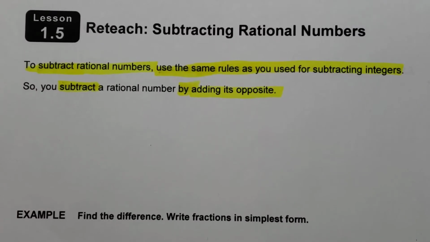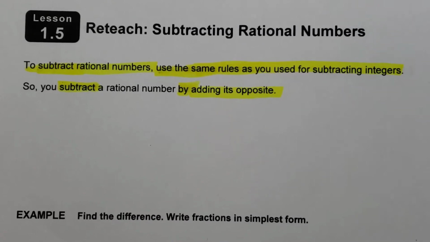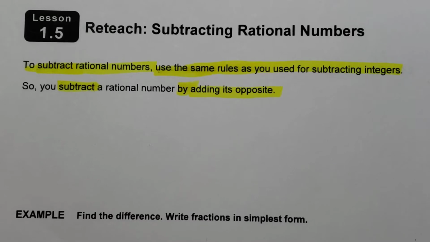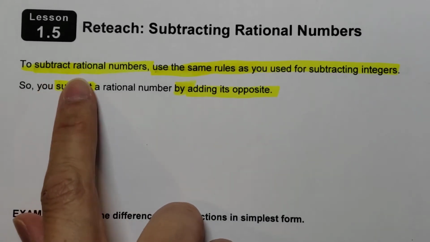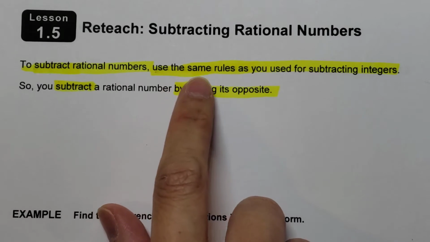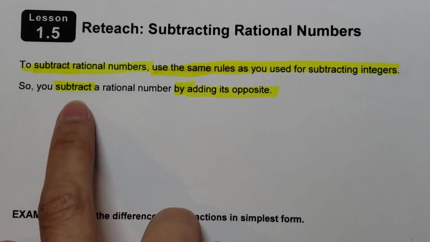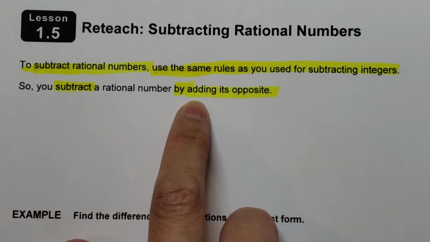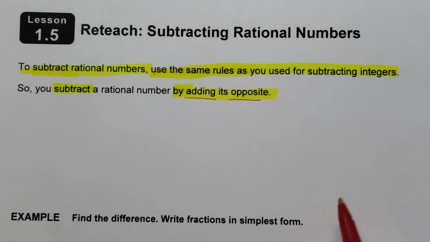All right. Hello, students. So right now we are reviewing how to subtract rational numbers. Before you watch this video, I really need you to watch the rules for subtracting integers. It's a review because it says here that to subtract rational numbers, we use the same rules for subtracting integers. So to subtract, you need to add its opposite. Okay. Again, adding its opposite.